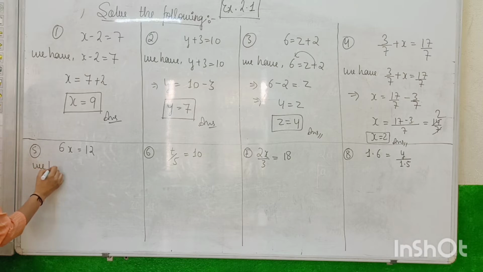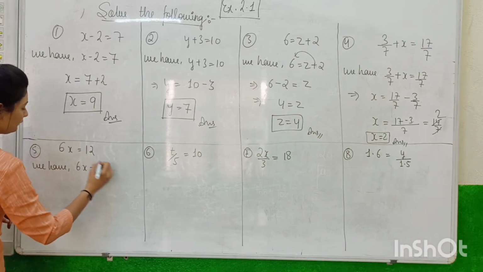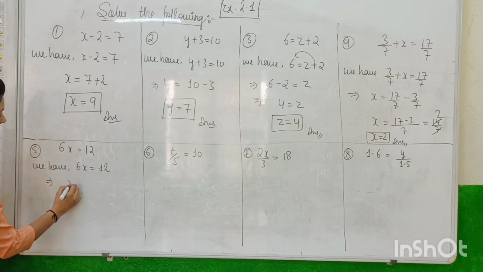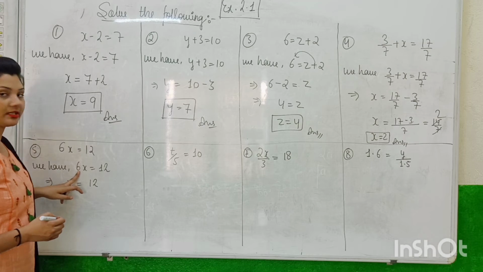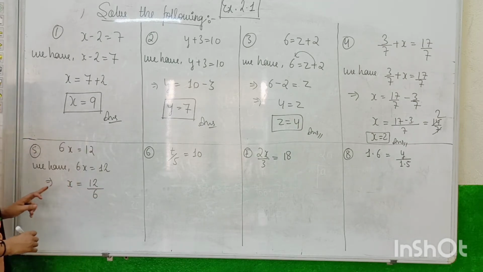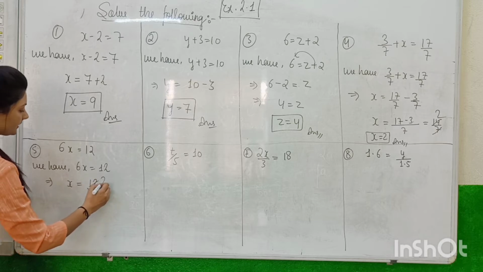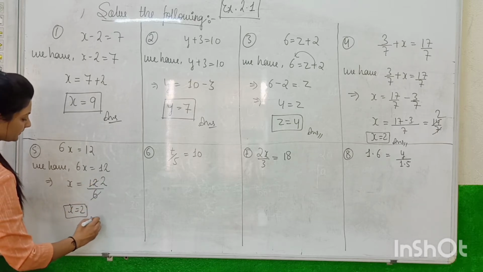Now here what we have, 6x is equals to 12. Now this x will be kept here only, this 12. Now this 6 is in multiplication here. So in the RHS, this will go in the denominator part, that is division. 12 divided by 6 is 2. So the value of x is 2.